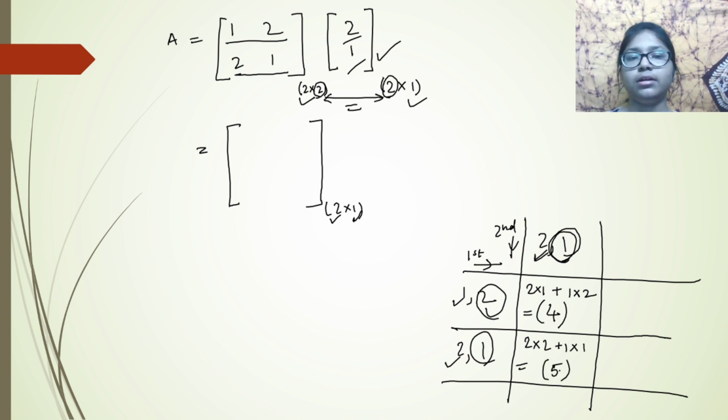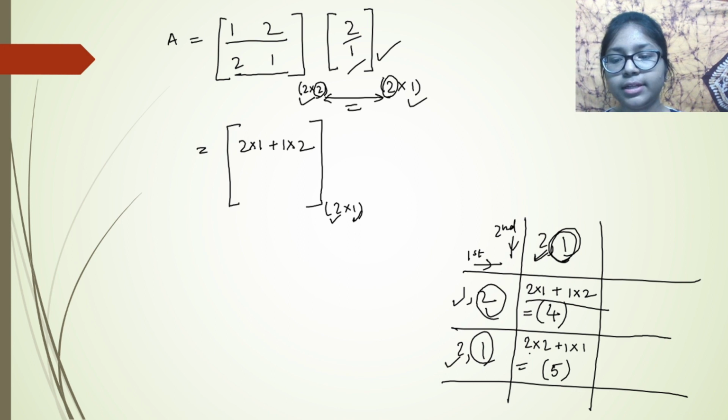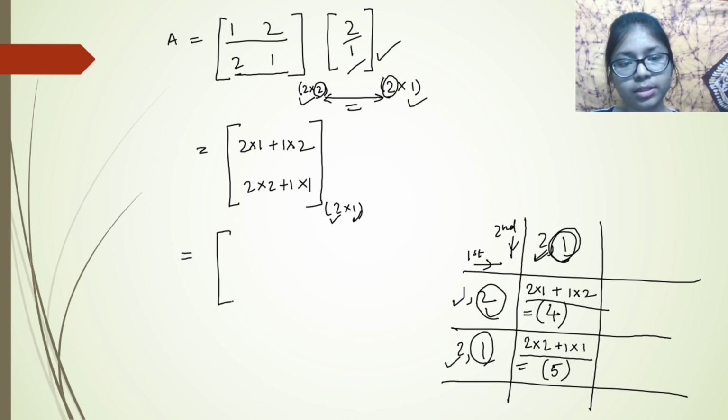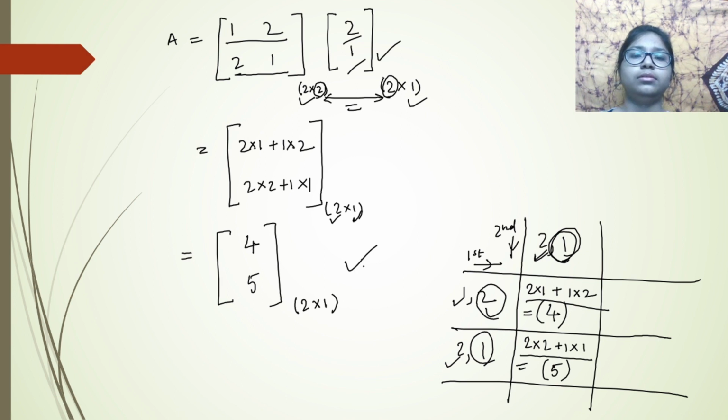Keep this in bracket. In the fair part, what you will write? What you have written in the box part. So first write this 2 into 1 plus 1 into 2, and the second element will be 2 into 2 plus 1 into 1 equals. Now write the brackets part. It is 4 and 5. Write the order, that is 2 by 1. Done. Let us do the last type of possible problem.